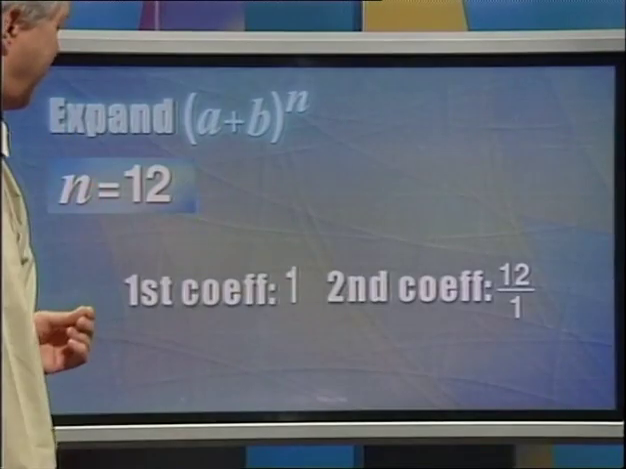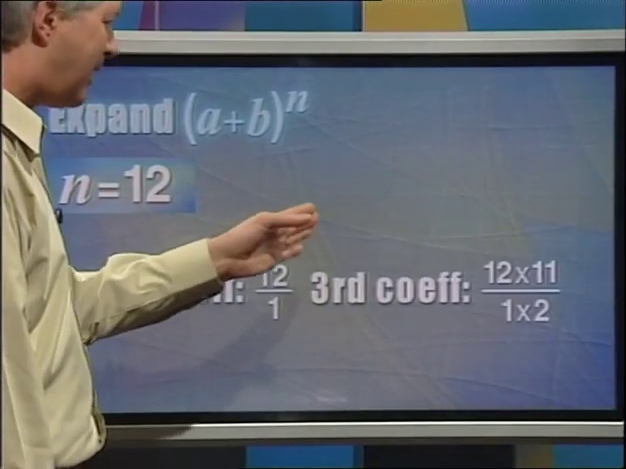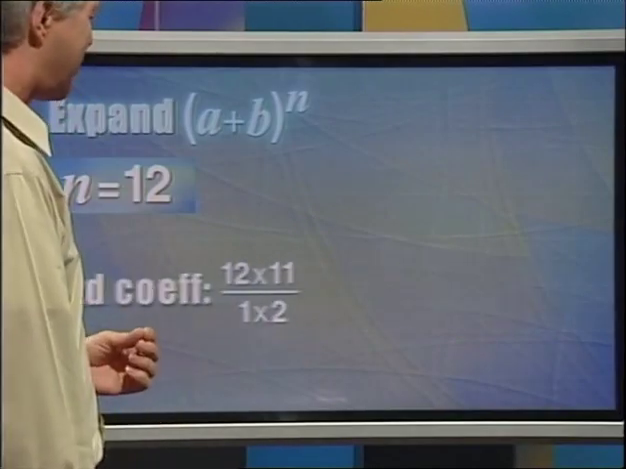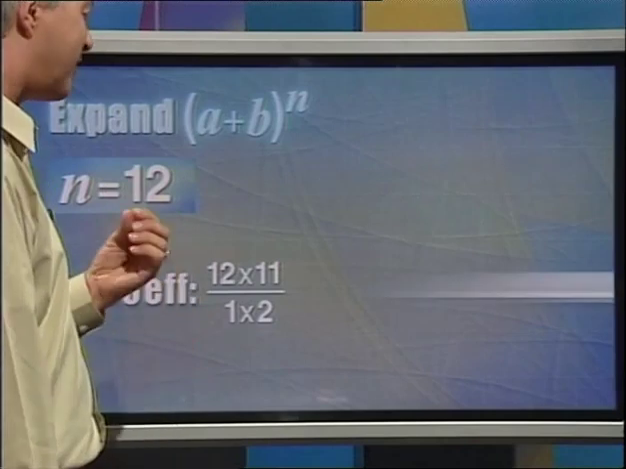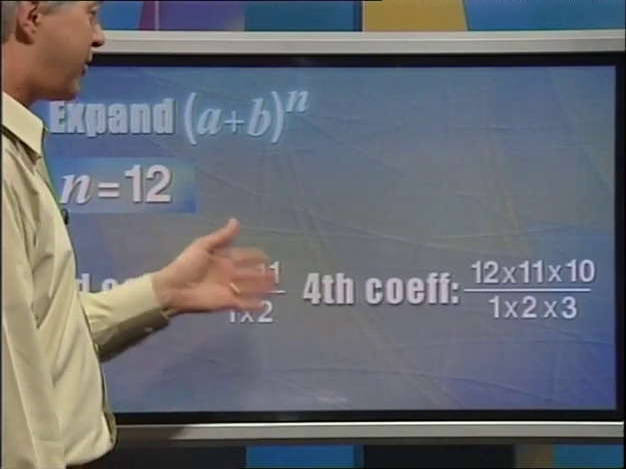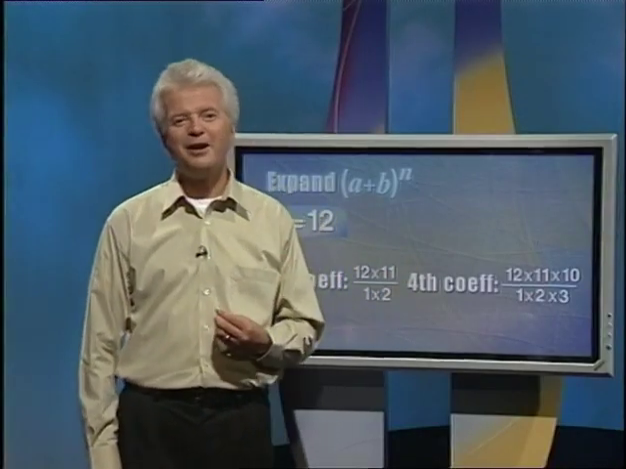The third coefficient, here's where the pattern starts, would be 12 times 11 over 1 times 2. And the fourth coefficient would be 12 times 11 times 10 over 1 times 2 times 3. And it carries on like this. But 4 terms will be enough for Francesca to make a start on the second of our 2 problems. Certainly will be enough. Now, this is the one I called slightly messier.